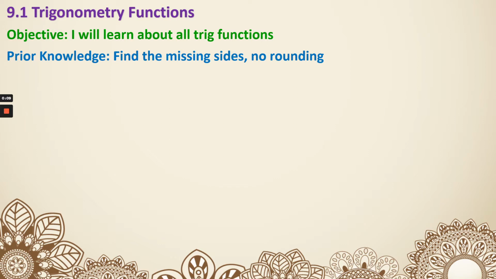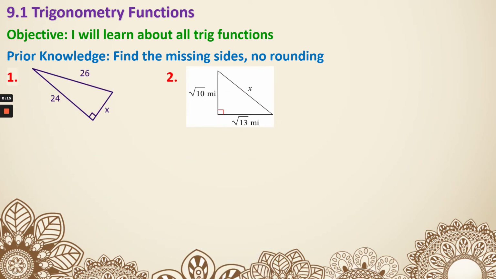Today we're going to talk about 9.1, where we will learn about trigonometry functions. We will learn 6 different ratios. But before we do that, let's start with some prior knowledge. Let's review the Pythagorean theorem. This time, instead of rounding the answer, we are going to keep them exactly what they are and simplify the radicals if we need to.